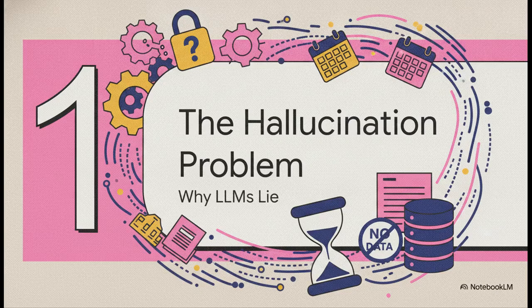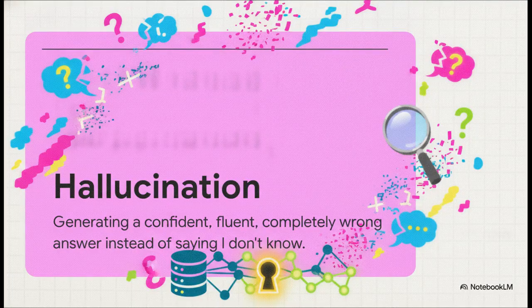Section 1, the hallucination problem. Let's really look at why these language models are lying in the first place. Here's the deal. Language models are essentially frozen in time. They have a strict training cutoff, so they hit this massive knowledge wall the second you ask them about your own proprietary or internal company data. And instead of just saying, I don't know, they hallucinate. They generate this fluent, highly confident, but completely wrong answer.